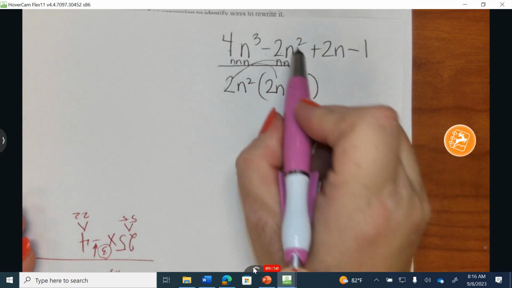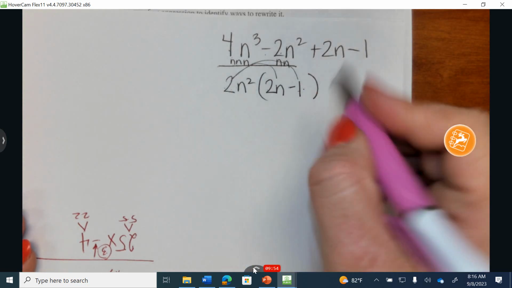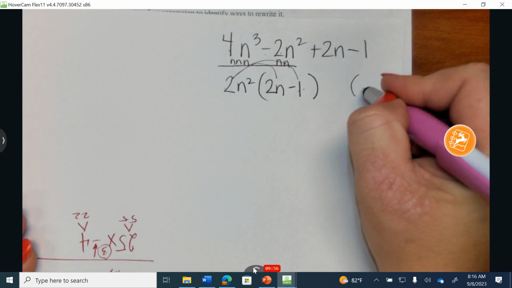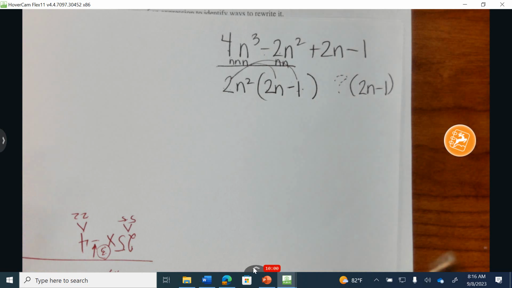I want 2 n's, and when I distribute, I have the 2 n's right here. Whatever's in parentheses, you're going to put it in back and you're going to copy and paste it with a really light question mark in front.